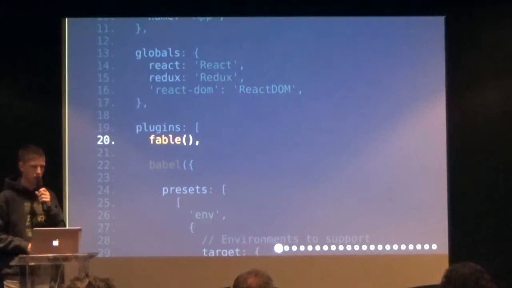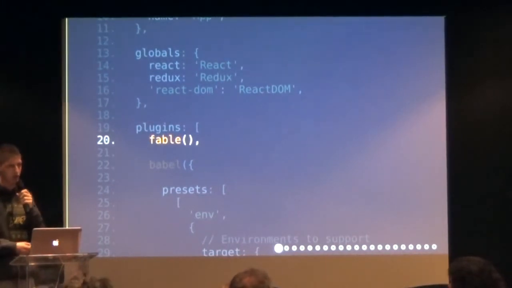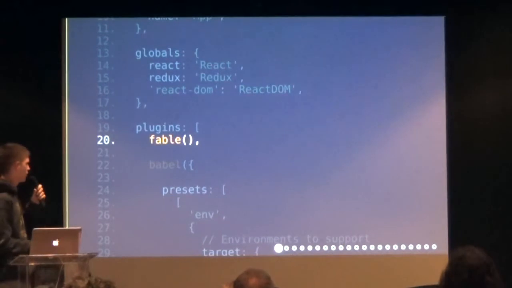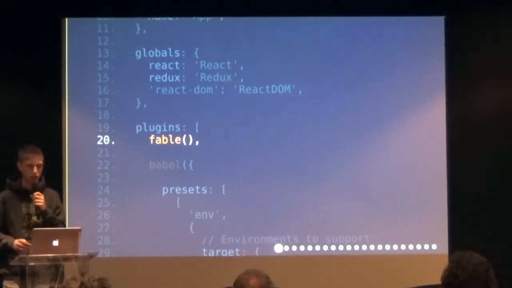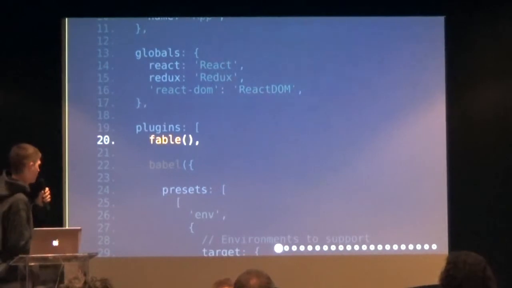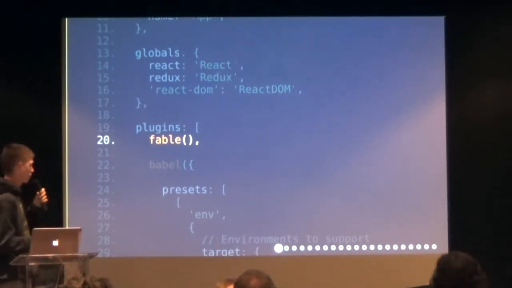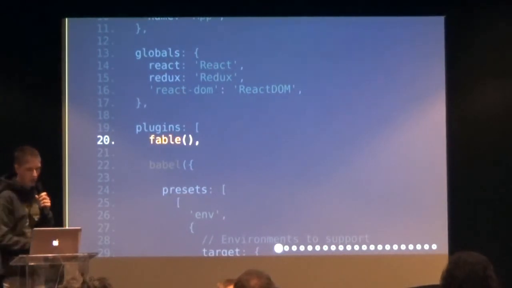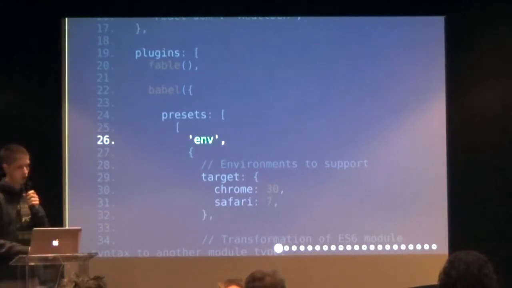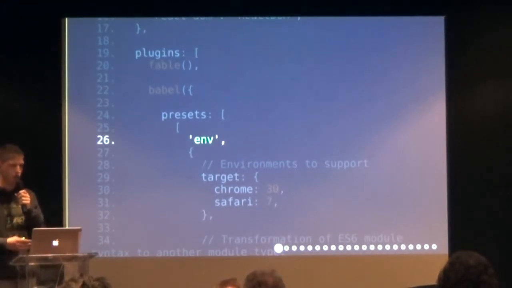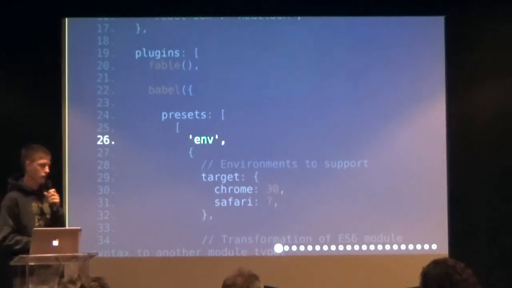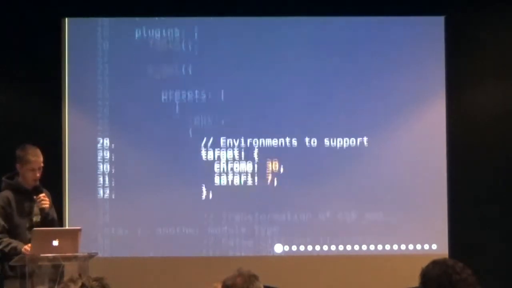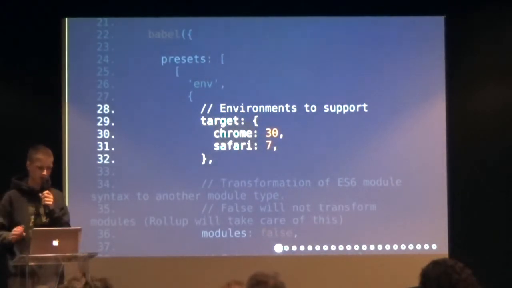Are you guys familiar with Rollup? Yeah, it's an alternative to Webpack. I didn't mention this, but all my slides and all the examples will be made public, so you can just take them and play with them. But this is Rollup. In order to work with Babel, you need to specify the Fable plugin. Actually, this works with Webpack too. I just took Rollup because it was simpler for me, but it works the same with Webpack. And then I specify the env preset in my Babel configuration. I specify what target I want my app to run on.